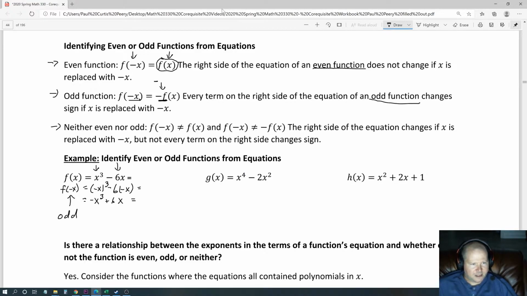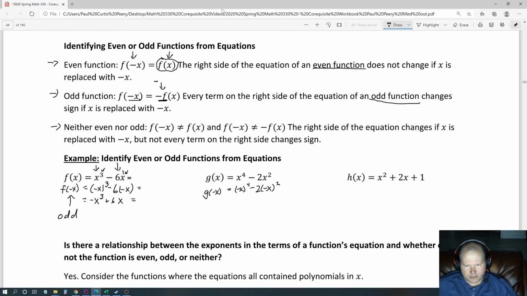Now notice that both of the terms within this, they're odd exponents, right? So x cubed, 3, that's odd. x to the first power, that one's 1, right? So it's a 1, okay? So let's try the next one. We're going to reference that back, but we'll be able to do this with patterns in a bit. Okay, so let's plug in a negative x for this one. Negative x to the fourth power, minus 2.